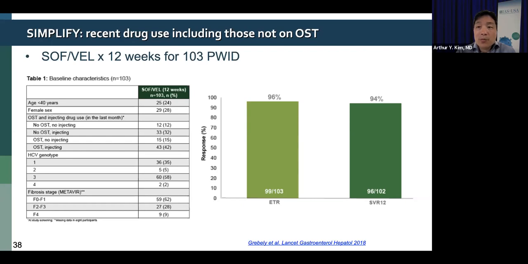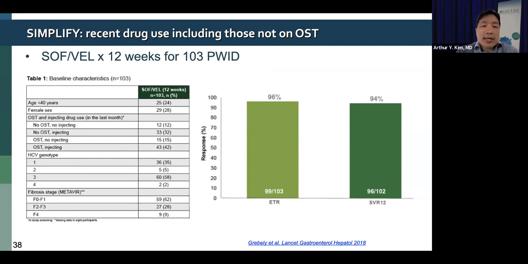But of those, in this sort of 2x2 matrix, are those on opioid substitution therapy, the term here, which is the same as opioid agonist therapy, so largely methadone or buprenorphine, and whether they're injecting or not at the time of their treatment. You can see that the majority of these individuals are injecting, and in fact, some are off therapies that would be predicted to stabilize their use as well as their hepatitis C risk.